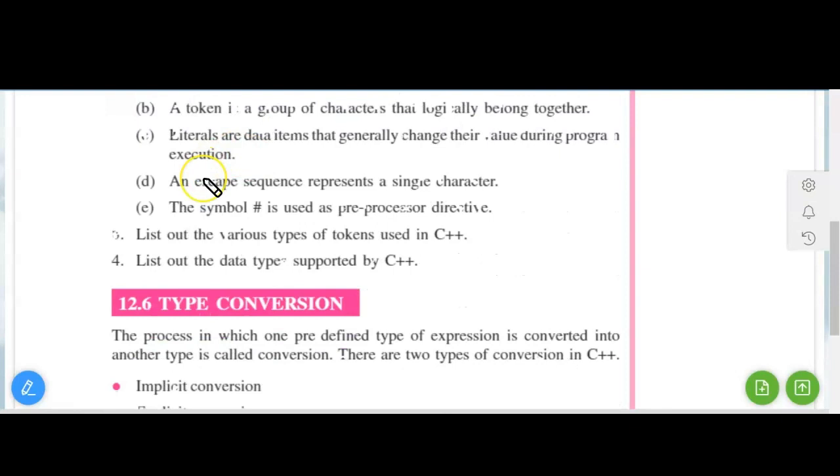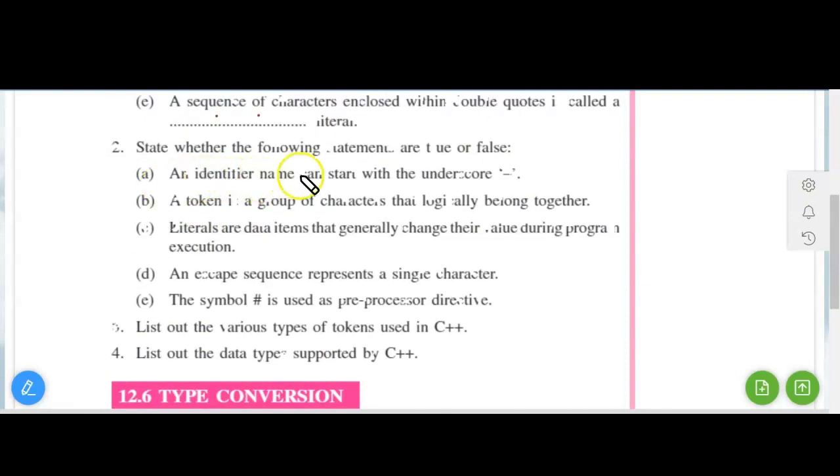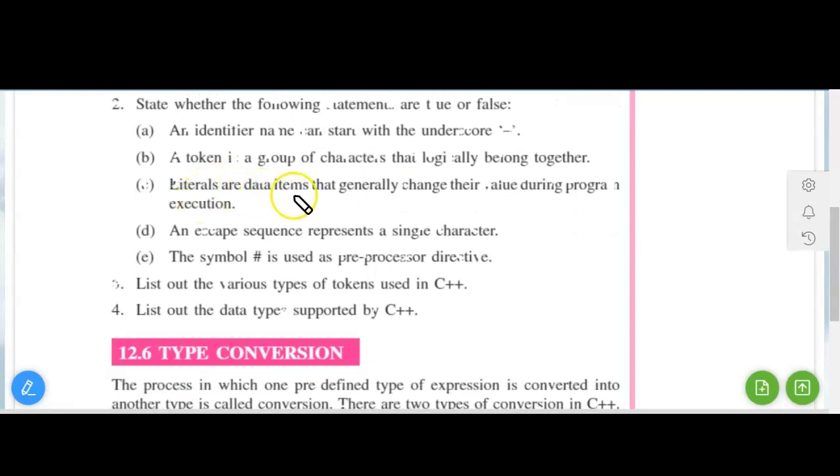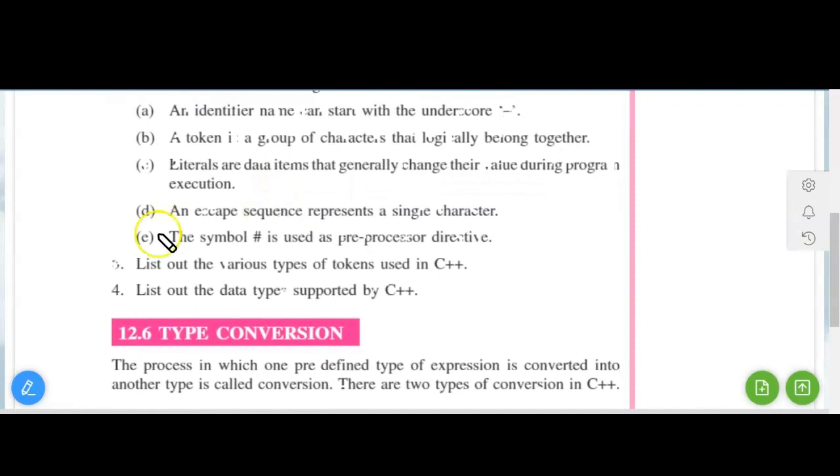Next one is true or false. An identifier name can start with the underscore. That's true. A token is a group of characters that logically belong together. We have seen the definition. That's true. Literals are data items that generally change their value during program execution. That is false. It will not change its value. Next one: an escape sequence represents a single character. That is true. That is already defined there. The symbol hash is used as a preprocessor directive. That is also true. That is also mentioned in the chapter.